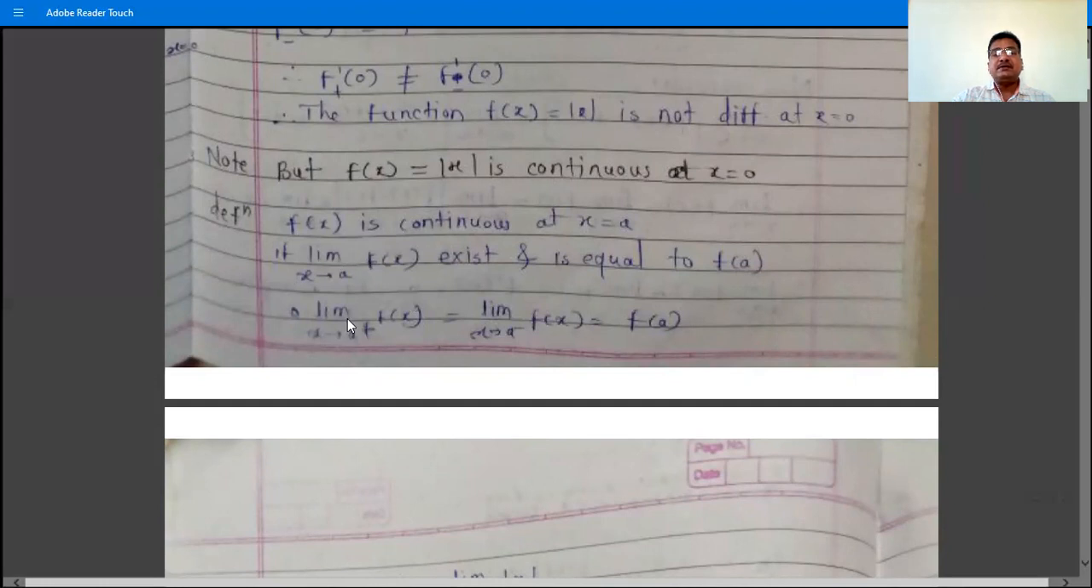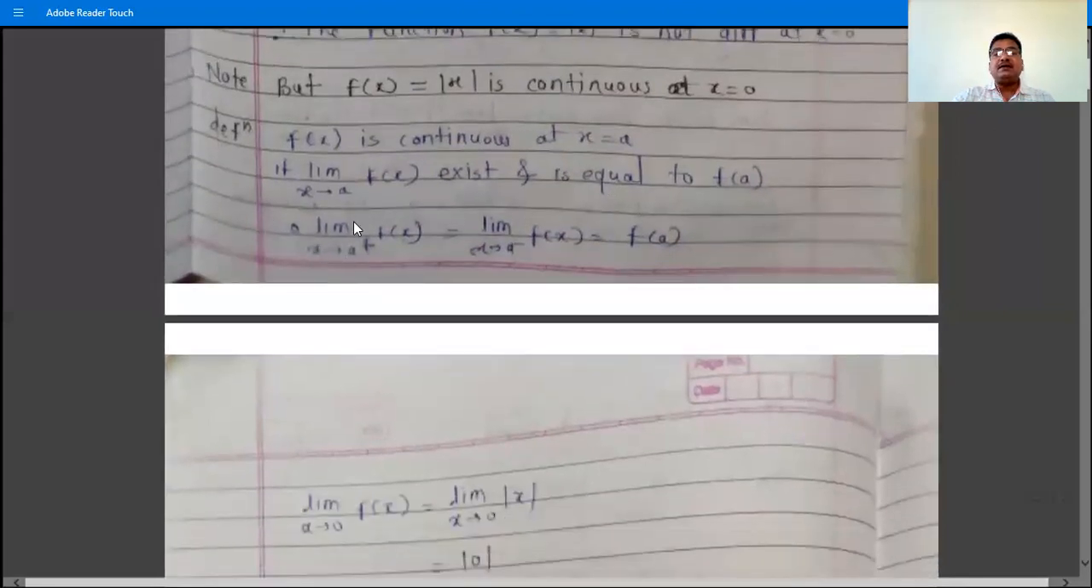So when this limit exists, these two are equal, and if this limit is equal to f of a, then we say the function is continuous at x is equal to a. So when we say f(x) is continuous at x is equal to a, if the right hand limit at a of the function f(x), the left hand limit at a of the function f(x), and the value at a, these three values are the same, then we say that the function is continuous at x is equal to a.